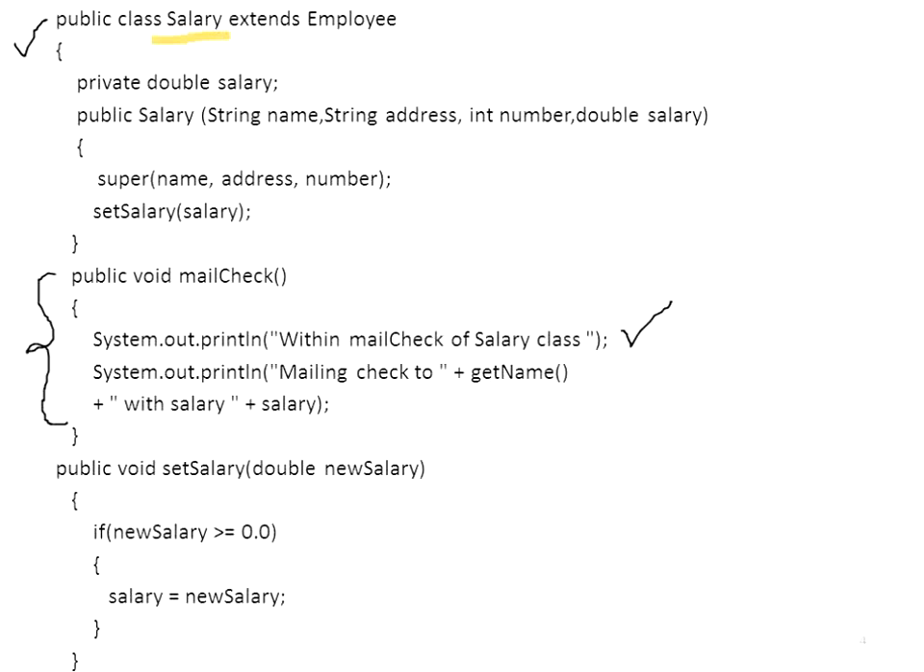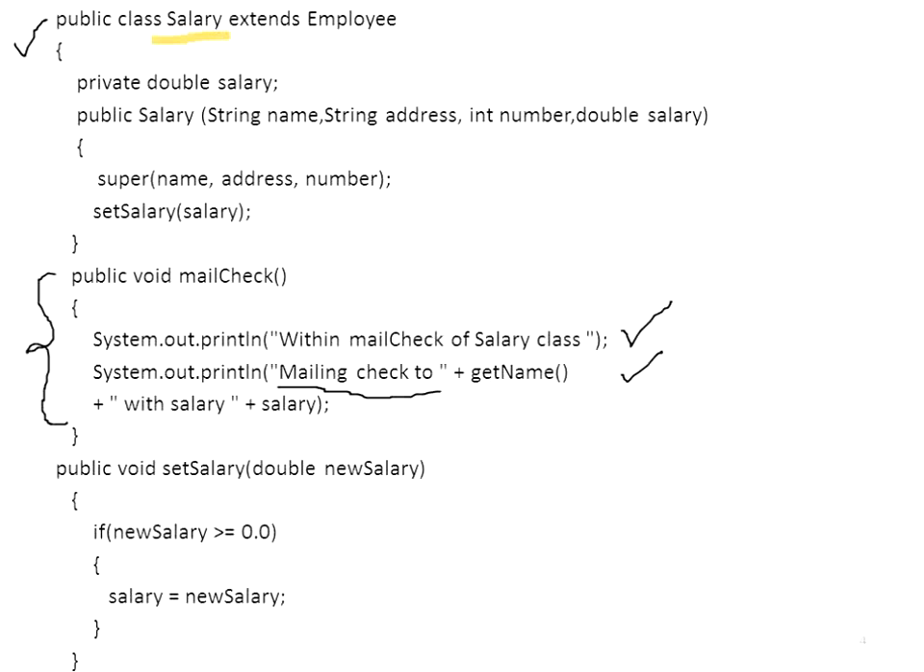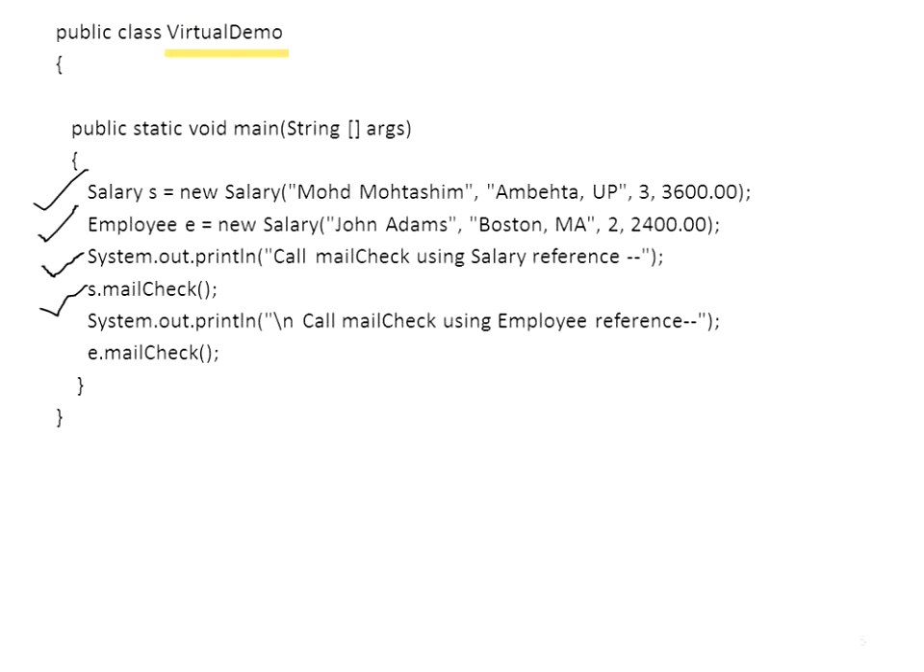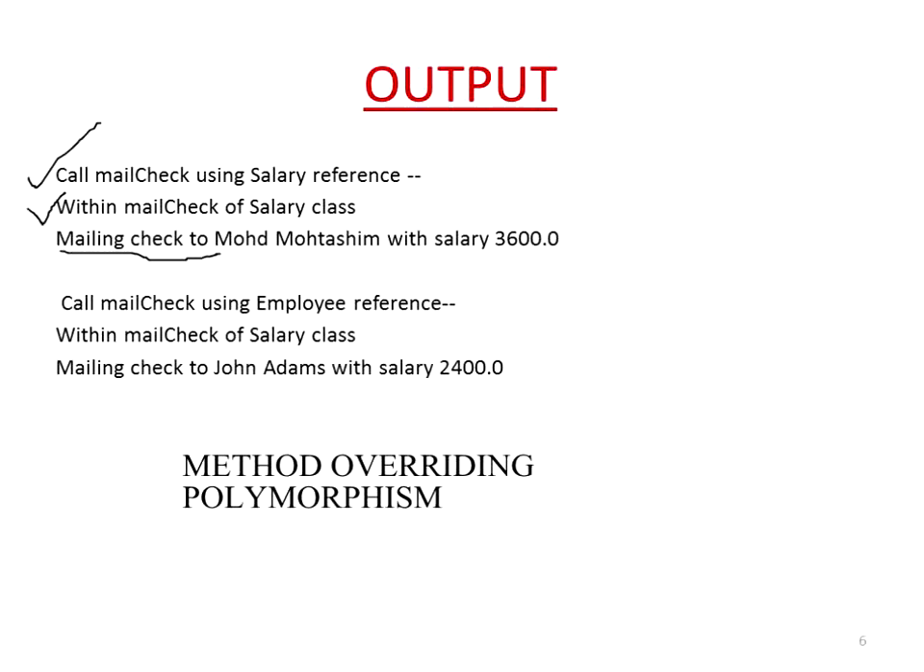Now next is System.out.println("Mailing check to" + getName()). So first of all, "Mailing check to" is printed, then plus get name. Now what is there in get name? We can see the name is this one, with salary. So this name will be printed and then "with salary" will be printed.